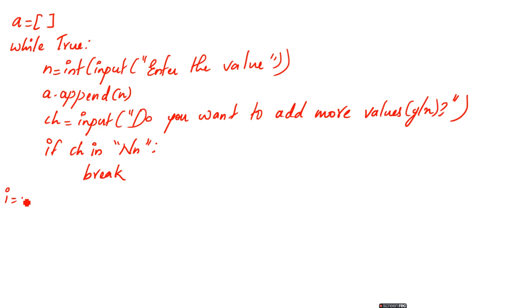Next step, we have to display the elements of the list. We can use i equal to 0, while we have to display from the beginning to end. So we have to write i less than length of A. It should be less than the length of A. If the length of the list is 4, the values will be from index 0 to 3. If the length of the list is 5, the values will be from index 0 to 4. That's why we are writing less than length of A. Then we can write print A of i, then i equal to i plus 1. In this way, we can write the program.